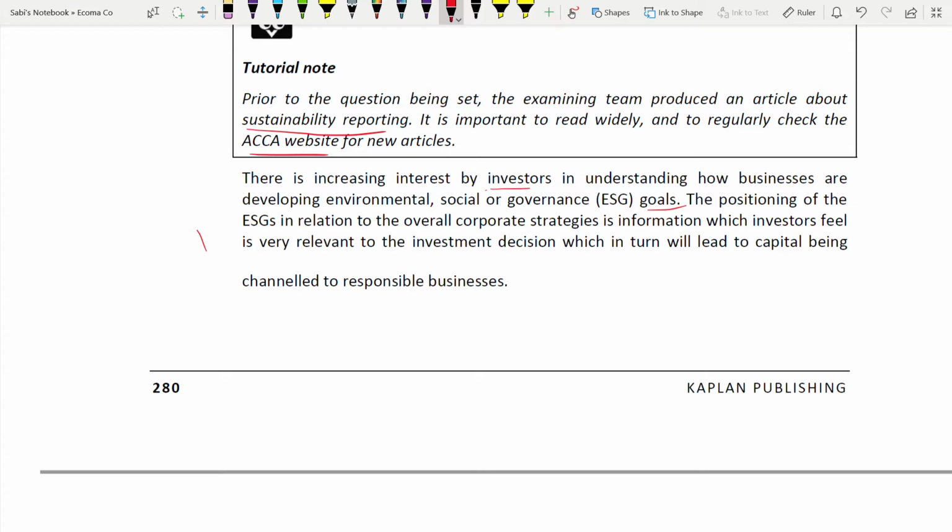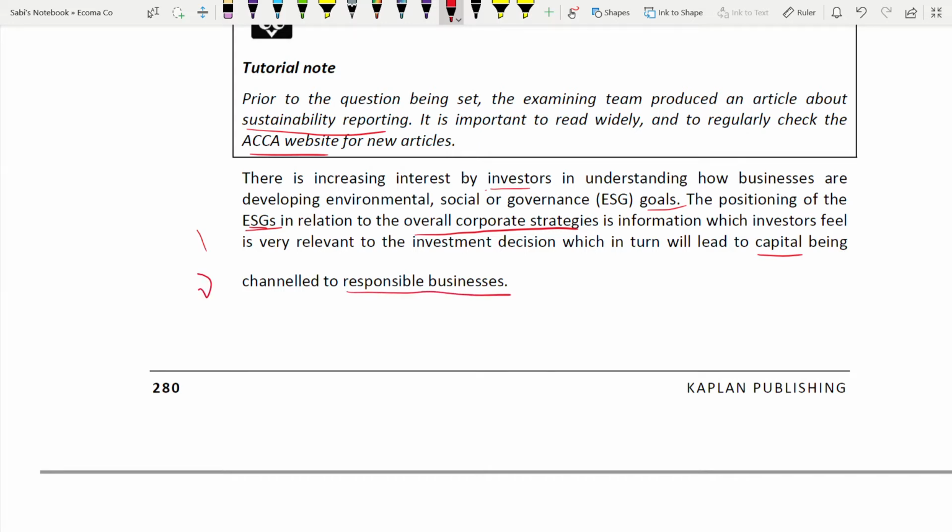Okay, so one reason, I'm not going to read the second, but one reason is maybe if they take this ESG, which means environmental, social, and governance factor. Okay, ESG, the short form. So this is very important with your overall corporate strategy. Investors feel that this is very relevant in order for them to take a decision. That means the capital that they are going to invest is channeled to responsible business.